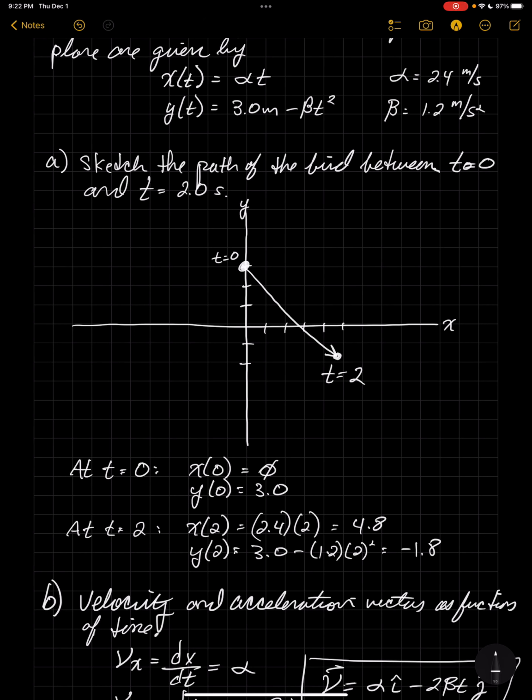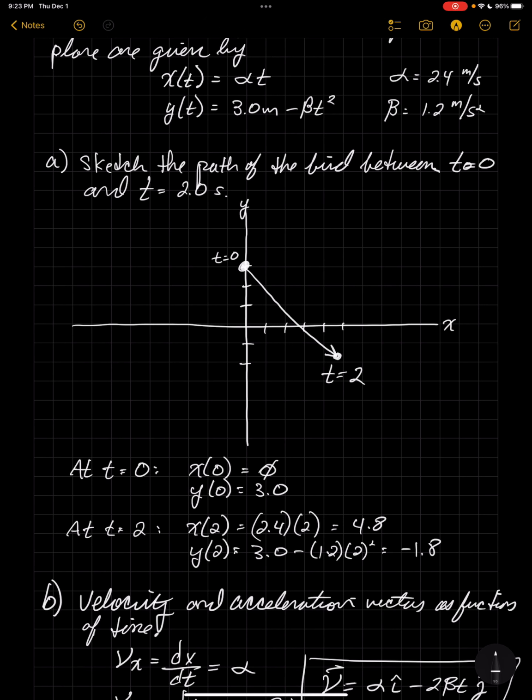So you can see I have the position for time t equals 0 located on the xy plane, and then the position for time t equals 2 in the xy plane. And so you can see that the bird is basically traveling in a southeasterly fashion, or down and to the right in the xy plane.